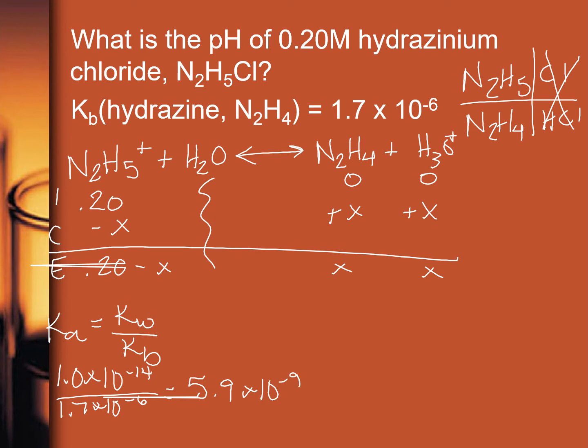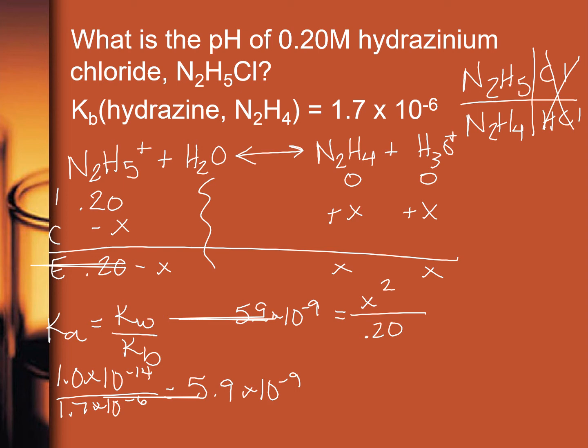Now, if we were to plug everything into Ka, so we have Ka, 5.9 times 10 to the negative 9th, is equal to our products, which is x times x, so you can simplify that to x squared if you would like, over the 0.20 minus x. Now, since the 0.20 is on the order of 10 to the negative first, and our Ka is 10 to the negative 9th, we can ignore that x value. A lot of times with weak acids and bases, you can ignore the x value. So we're simply going to put 0.20 on the bottom.